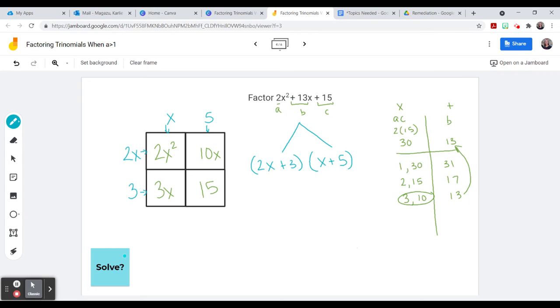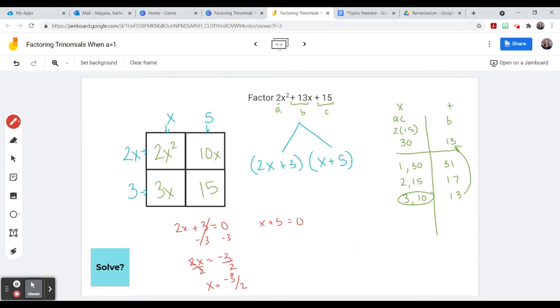Now, what if it asks you to solve? That's not a whole different story, but you guys have done this before. I take each one of those and I set it equal to 0. So 2x plus 3 equals 0 and x plus 5 equals 0. And then I solve a little two-step equation. The 3 cancels. I have 2x equals negative 3. I divide by 2. I'm almost done. I have x equals negative 3 halves.